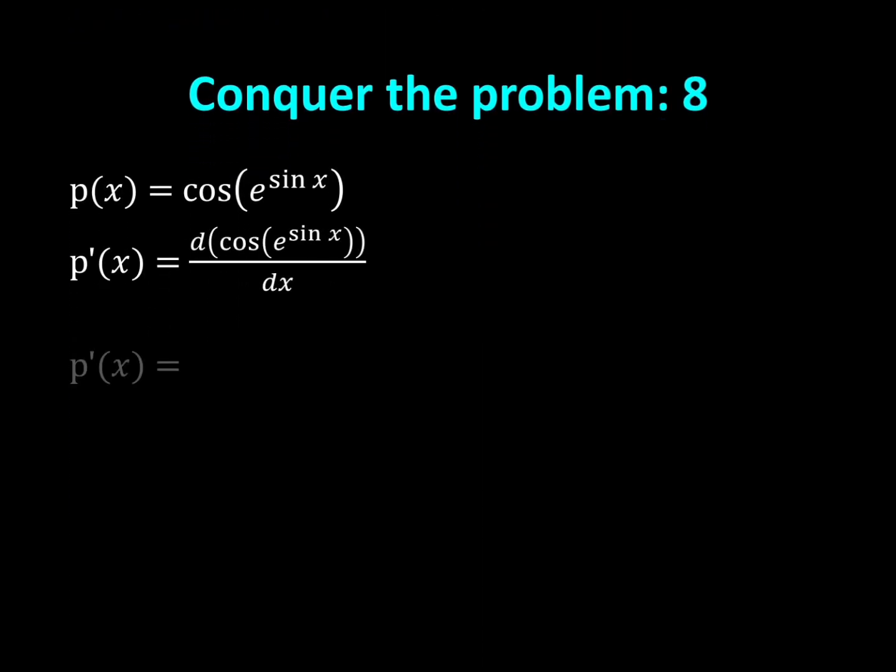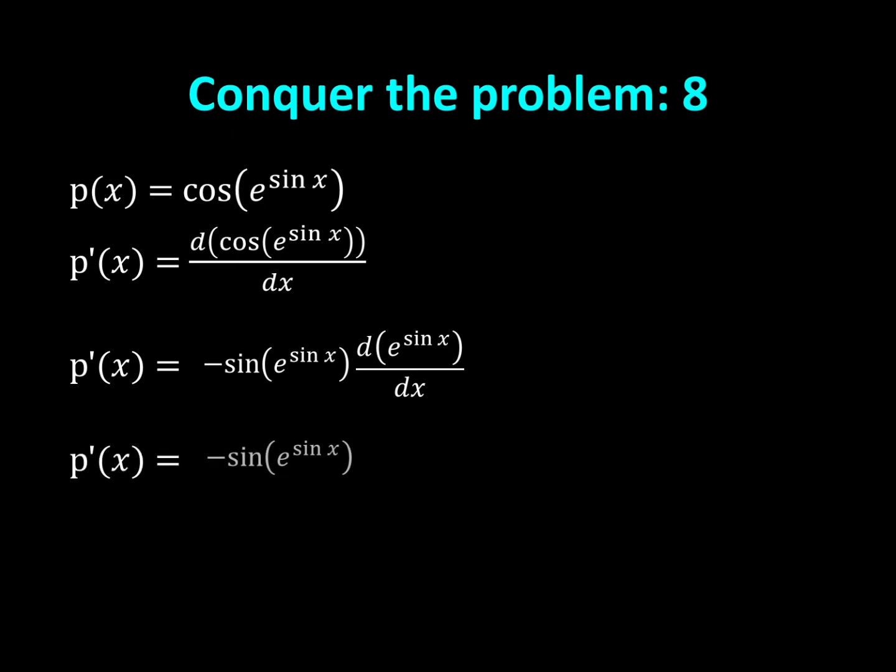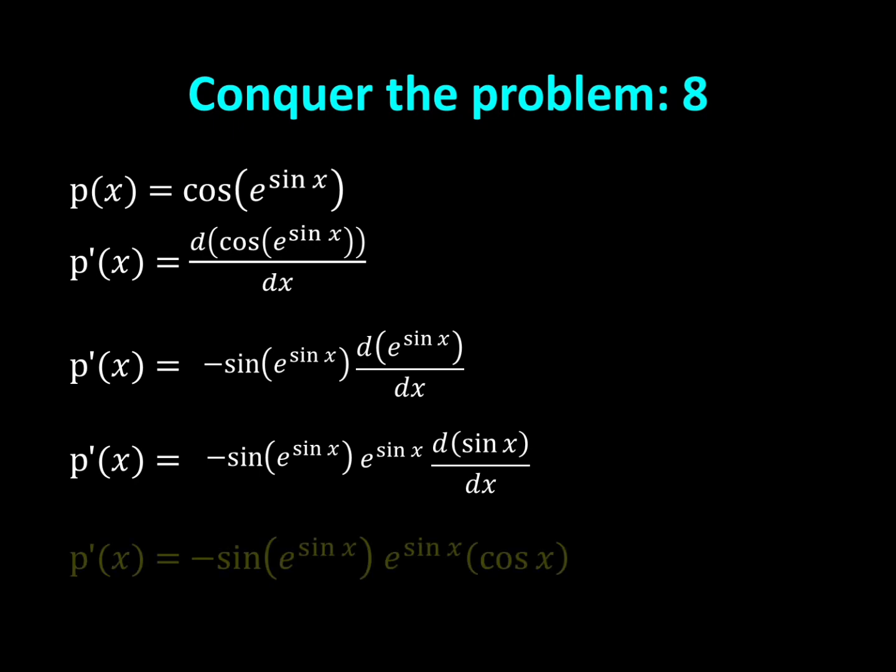Now p of x. p dash x can be written as this term. Now evaluating the term marked with blue box, we get this term, and also derivative of e power sin x with respect to x. Now this term will remain as it is. Evaluating the term marked with blue box, we get e power sin x times derivative of sin x with respect to x. Hence p dash x after complete evaluation will be negative sine of e power sin x times e power sin x times cos x as shown.